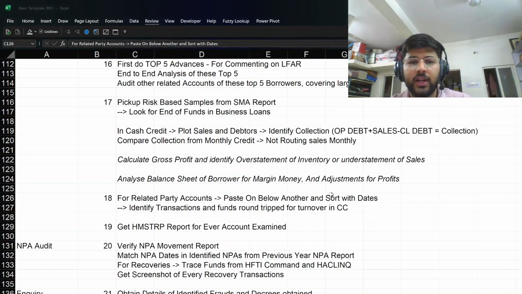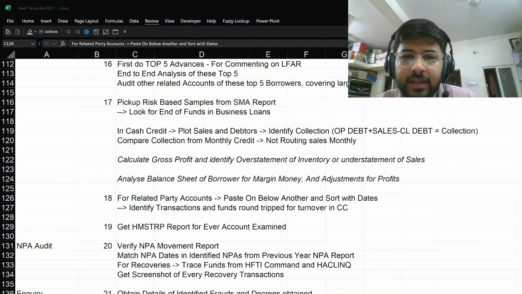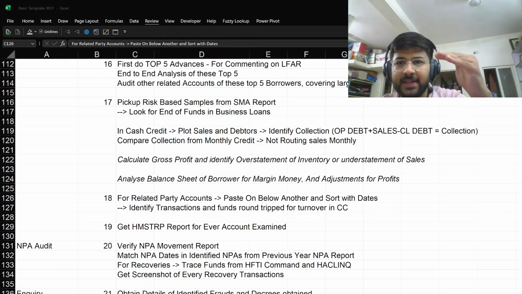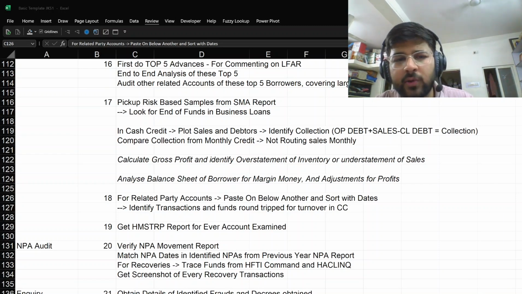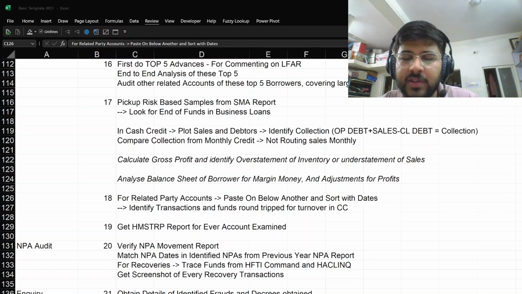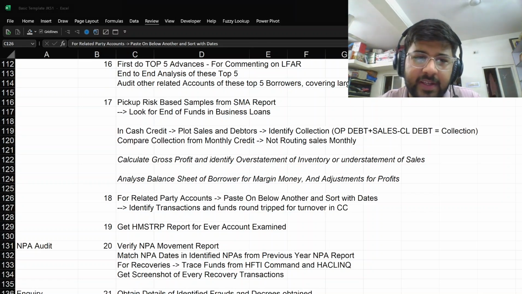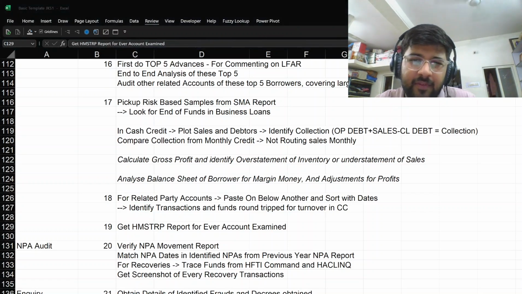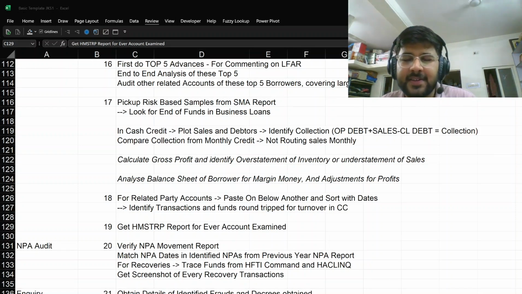And then you should get all these accounts one by one down, and then you sort them with your dates. So you can paste one account on top, give the name of the account in column A, let's say, and then you can paste the other account and give the name of the account in column A, and sort it by date. So you can look for transactions which are being round tripped. Okay, very easy. Next is you should obtain every HMS TRP report for every account examined. It's easier to identify SMAs. It's easier to identify NPAs which do not have any large business credit. So that is useful. Okay.